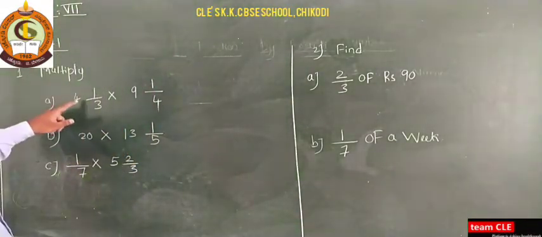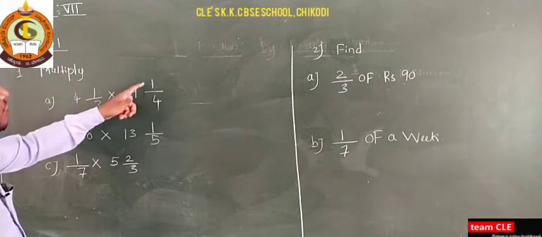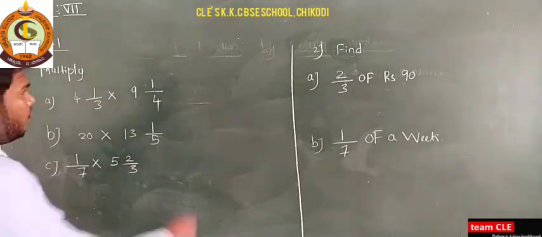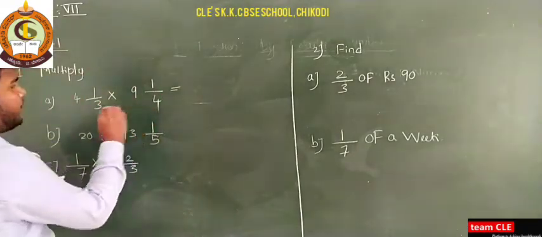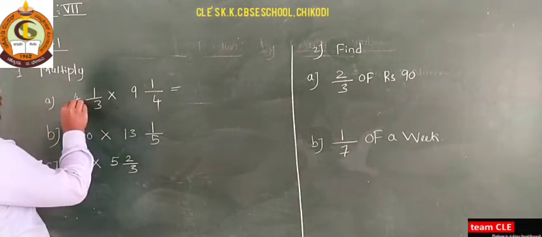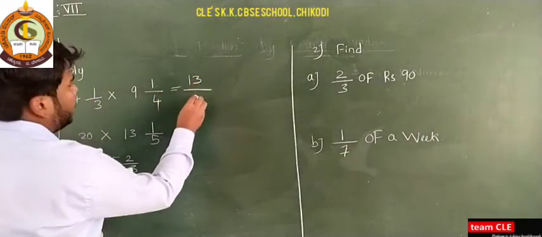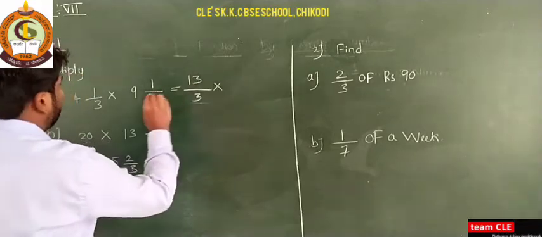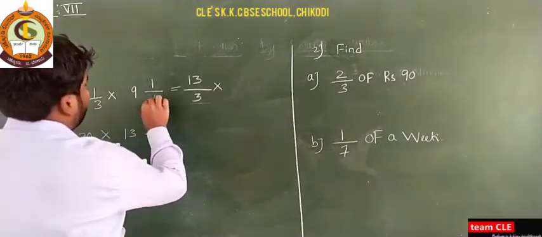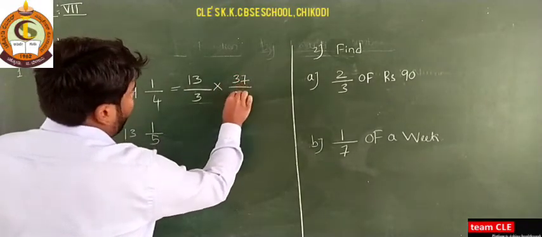So see here, multiply first main 4 integer 1 by 3 into 9 integer 1 by 4. First these are in the form of mixed fraction, convert into improper fractions. 3 4s are 12, 12 plus 1 equals 13, so 13 by 3, into 4 9s are 36, 36 plus 1 equals 37 by 4.